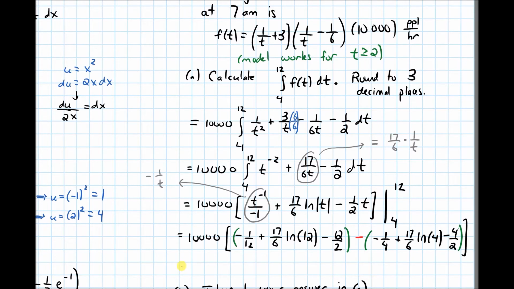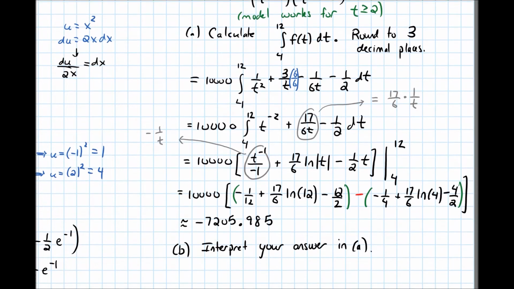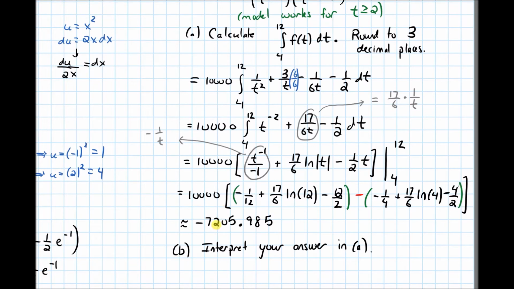So plugging this in, this will be approximately negative 0.985. And there are going to be units for this. But before I write down the units, I actually want to look at the next part of the question, because the next part of the question will help us remember what the units are. How do we think about what the units are for something like this?